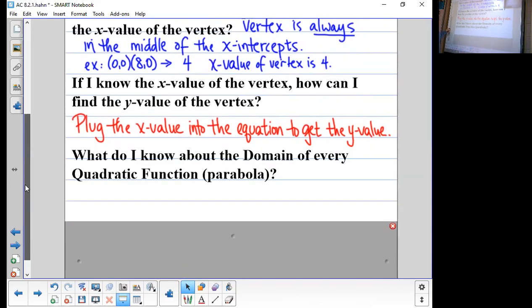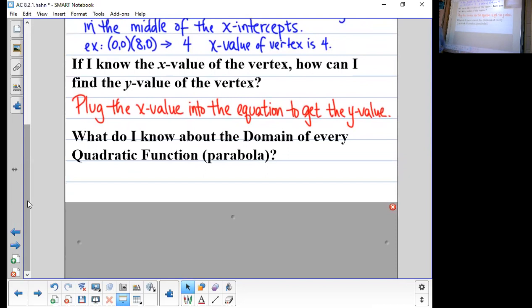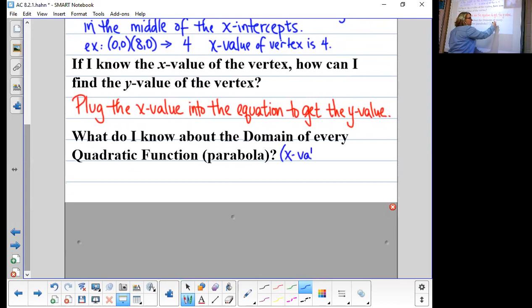Okay, what do I know about the domain of every quadratic function? Remember, the domain is all of the x values that have a point on the graph, or if you plug it into the equation, give you a y value rather than an error message. If there's no context behind the problem, like the water balloon toss was the context, what is the domain going to be?